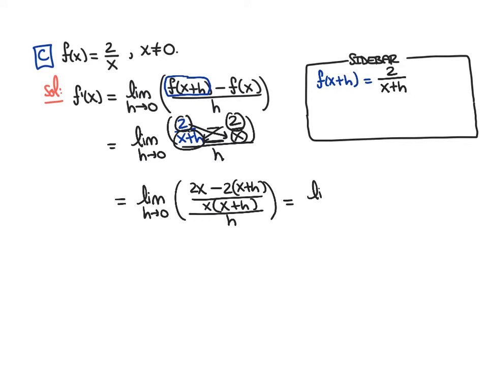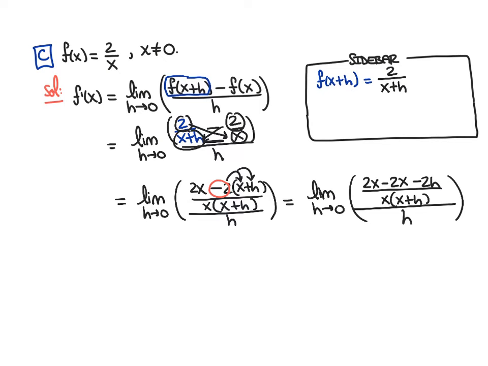Now as we simplify, a lot of stuff is going to work out nicely for us. So this minus 2 gets distributed, the 2 and the negative sign, to the x and to the h. So in that top numerator, you'll have 2x minus 2x minus 2h, all over x times x plus h, and all of that is over h. Okay, I know this looks a little messy. We're going to talk about what it means in a second once I get it simplified.